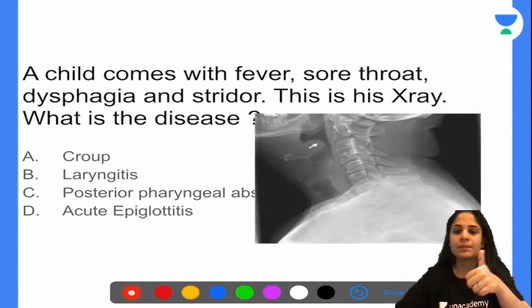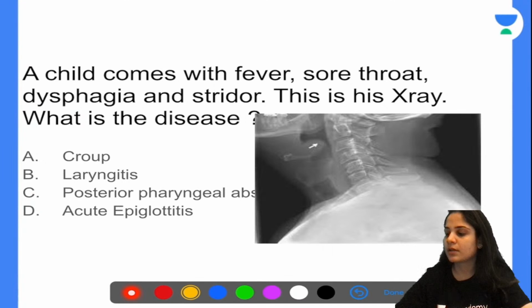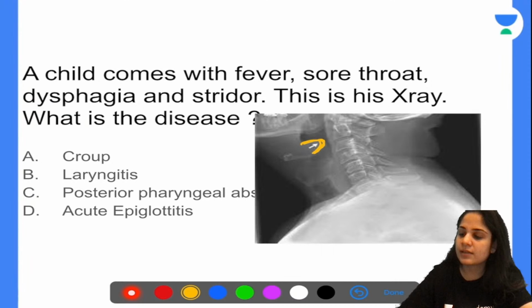Correct. So this is a thumb-shaped sign that you see over here. This is called thumb sign on X-ray. So thumb sign is seen in case of acute epiglottitis. Why do you see this? Because of the inflammation or edema of the epiglottis, you see this thumb sign.